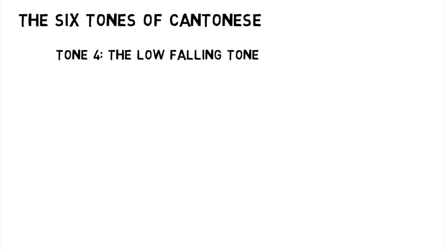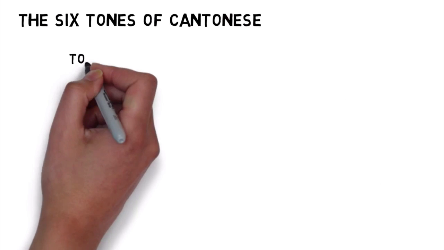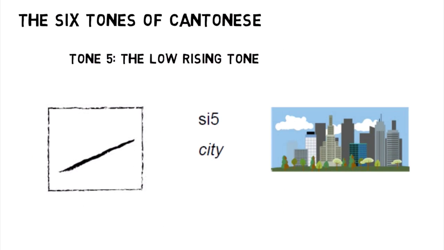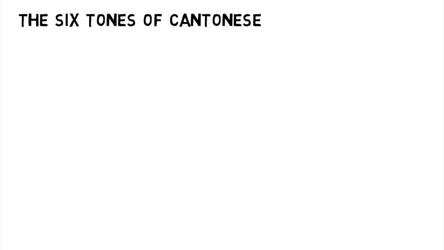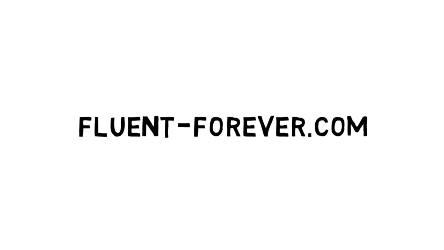The low falling tone, si, which starts low and then goes lower, sounding a little bit depressed. The low rising tone, si, which starts low and then rises, sounding a bit like a sarcastic question. And last, the low level tone, si, which starts low and stays there, also a little bit robotically. And with that, we've covered everything for Cantonese's tones. Next stop, consonants.